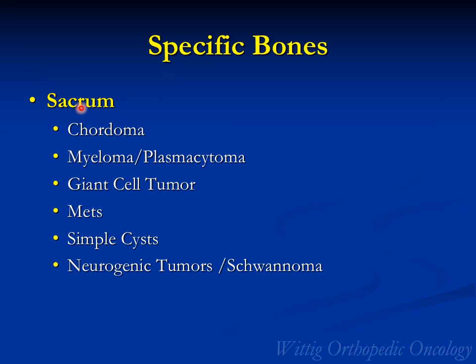Differential of a sacral tumor: chordoma, myeloma, plasmacytoma, giant cell tumor, mets, simple cysts, and neurogenic tumors or cysts. Chordoma usually occurs centrally. Myeloma may occur centrally. Giant cell tumor usually occurs eccentrically. The sacrum can be a site for an aneurysmal bone cyst in children.